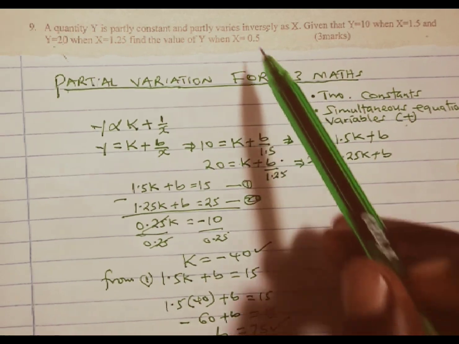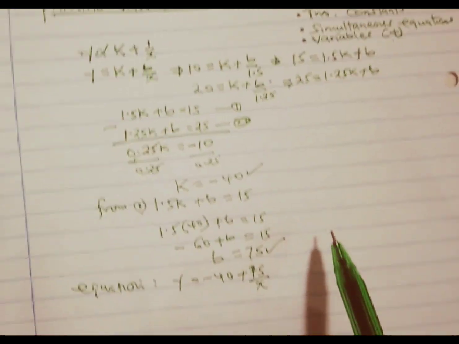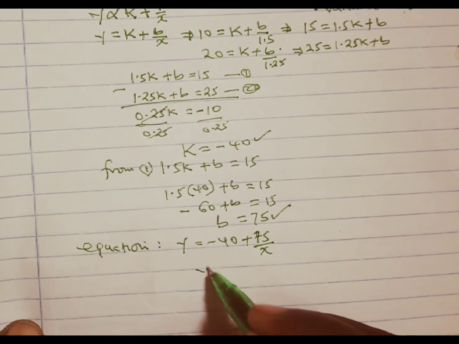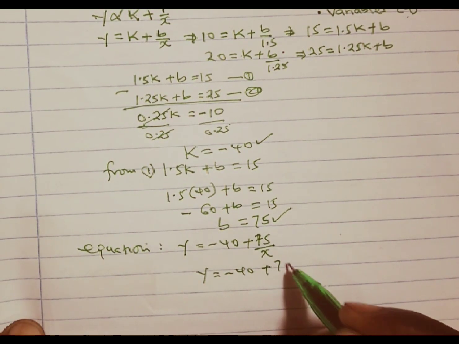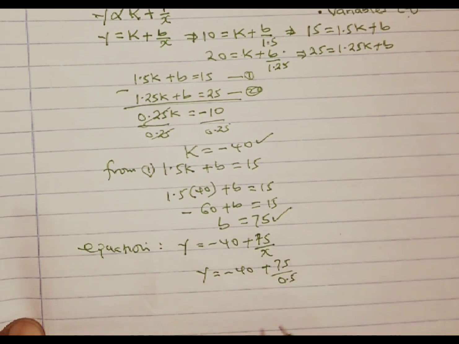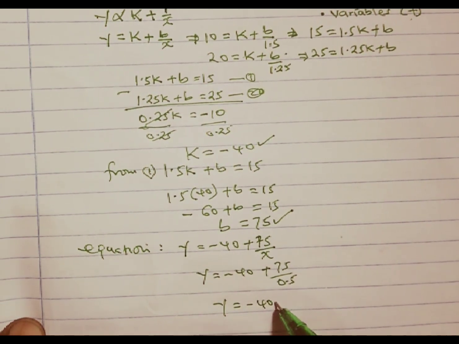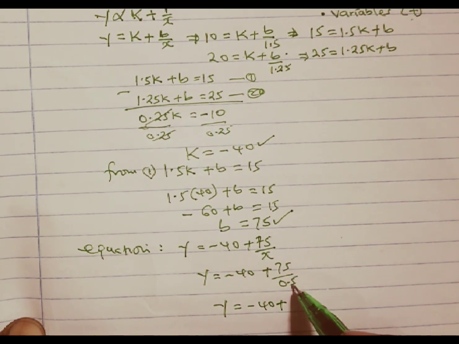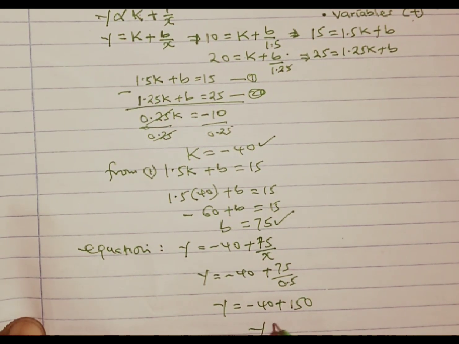We are saying find the value of y when x is 0.5, and therefore our y is going to be equal to minus 40 plus 75 divided by x, and we are told x is 0.5. Therefore y is going to be equal to minus 40 plus 75 divided by 0.5, you get 150, and our y is going to be equal to 110.